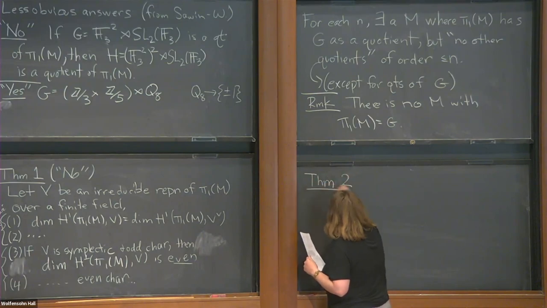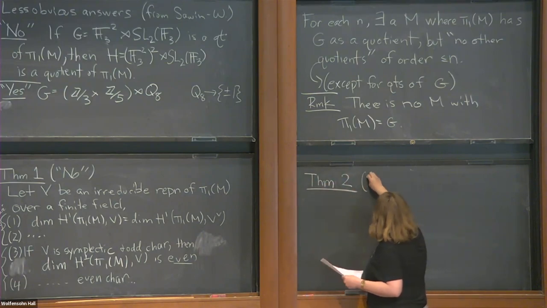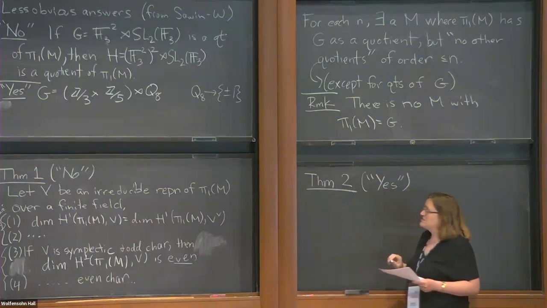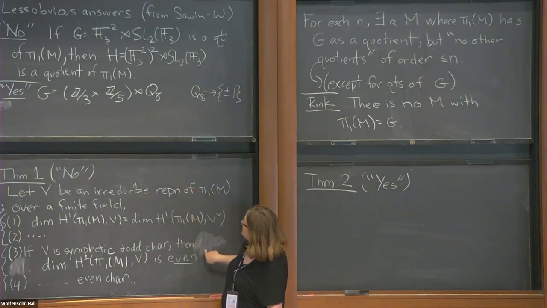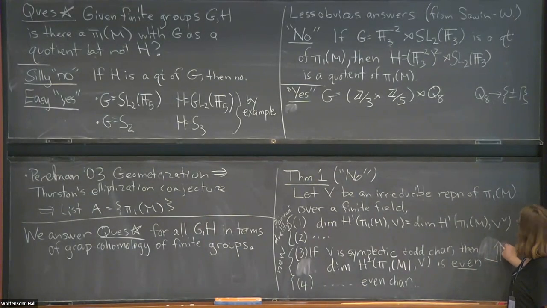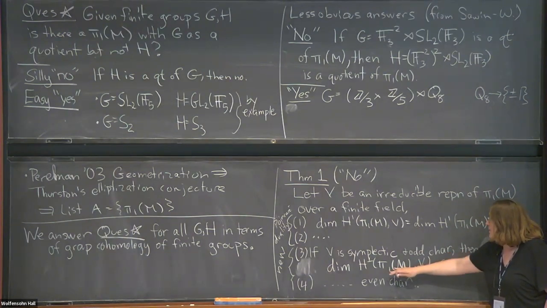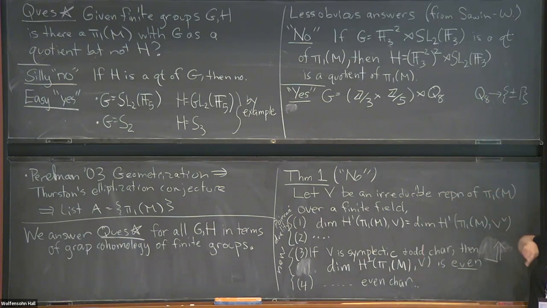And we know that because we prove a sort of converse theorem. But before I get to that, I should say this gives us the no answers. In particular, this three gives that example right above of this no. It takes a little bit of playing around, but you need that extra factor of F3 squared to make sure that the dimension of pi 1 of M on this F3 squared representation is even.